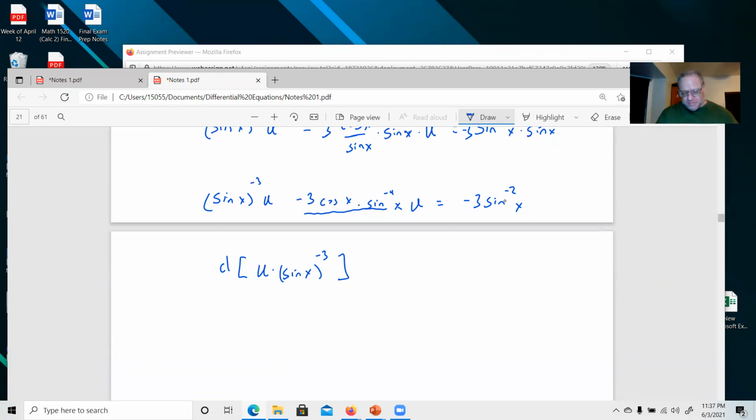Okay, so if you're still checking, if I take this derivative, that's negative 3 sine x to the negative 4 times the chain cosine x. That's what we're going to have here. Okay, this is equal to negative 3 sine to the negative, isn't that cosecant squared?